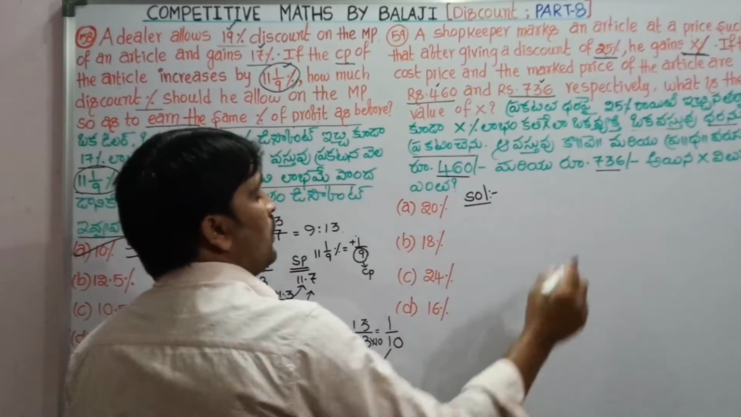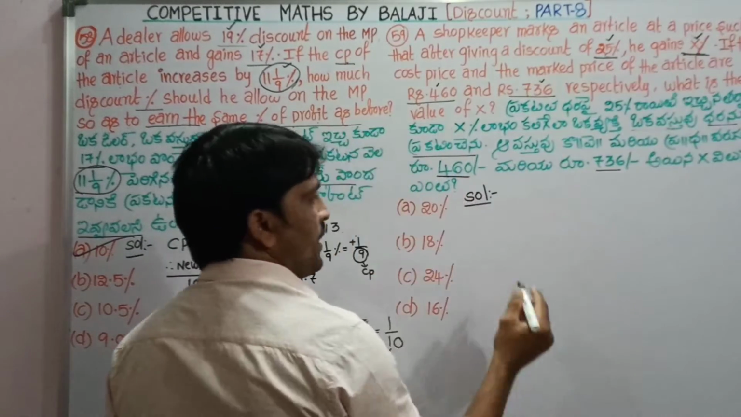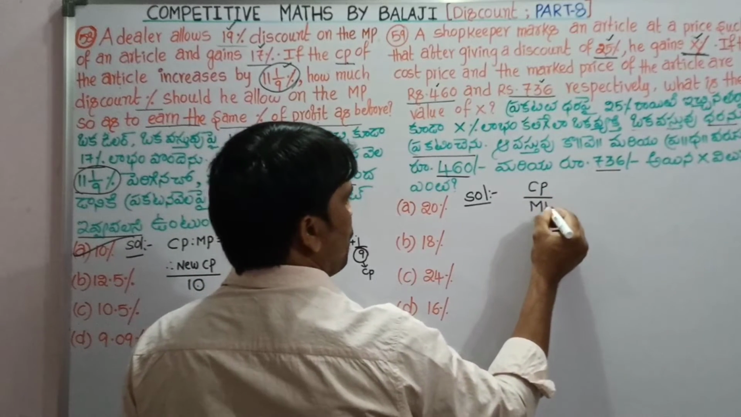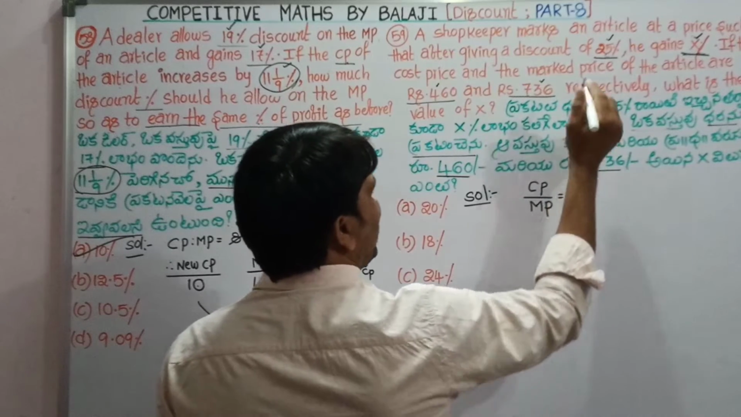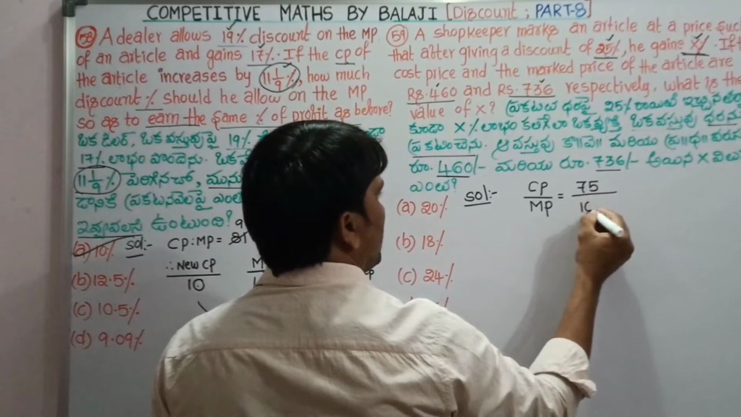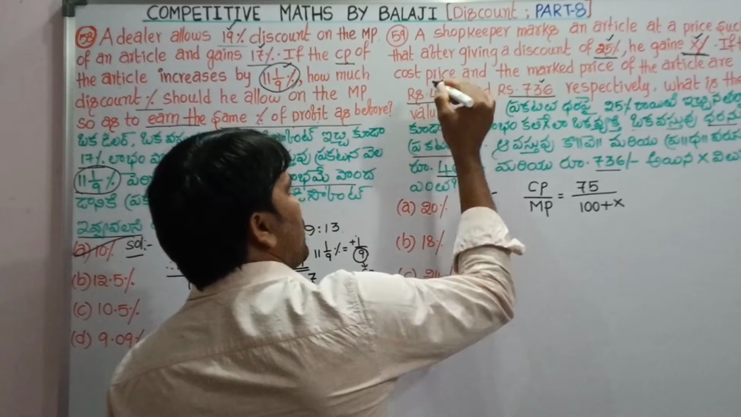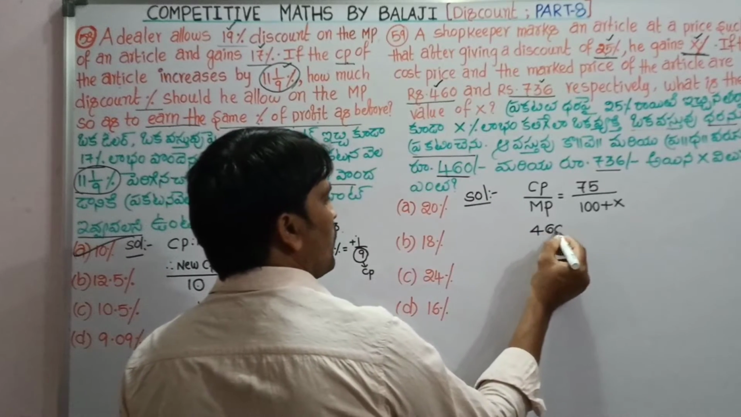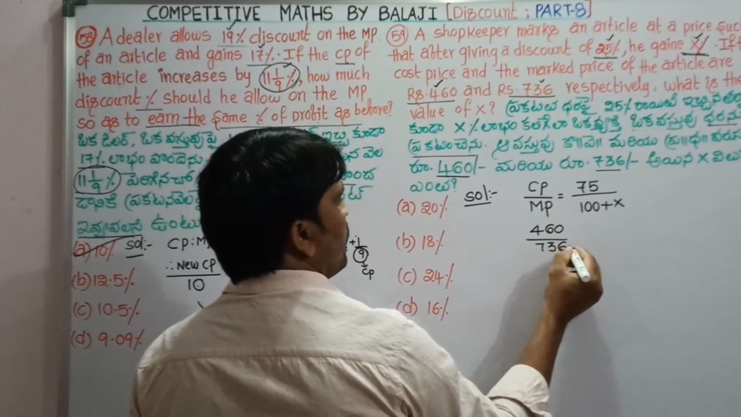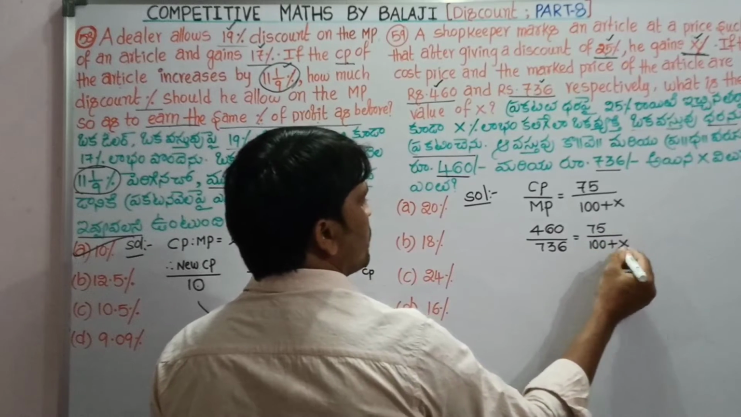Solution. Since we are given discount percentage as well as gain percentage, we can directly get the ratio of cost price to market price by using the formula 100 minus discount, 100 minus 25, that is 75, over 100 plus profit, which is 100 plus X. But the cost price is given as 460 rupees and the market price is 736, which is equal to 75 over 100 plus X.